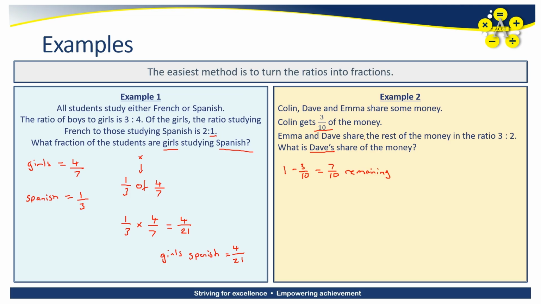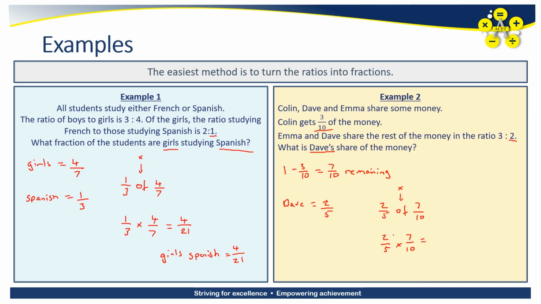Now if we look at that share, Emma and Dave's share is in the ratio of 3 to 2. So if we consider Dave, he's got that 2 parts out of the 5. As a fraction, that is 2/5. So what Dave has is 2/5 of the 7/10 that they are sharing out. Now remember, in math speak, of means to multiply. So 2/5 multiplied by 7/10.